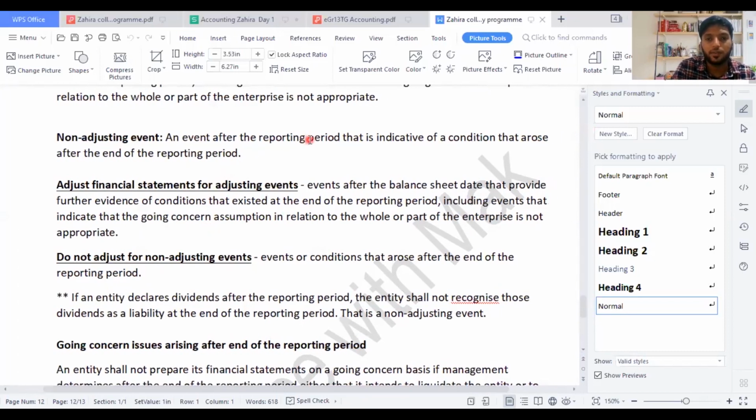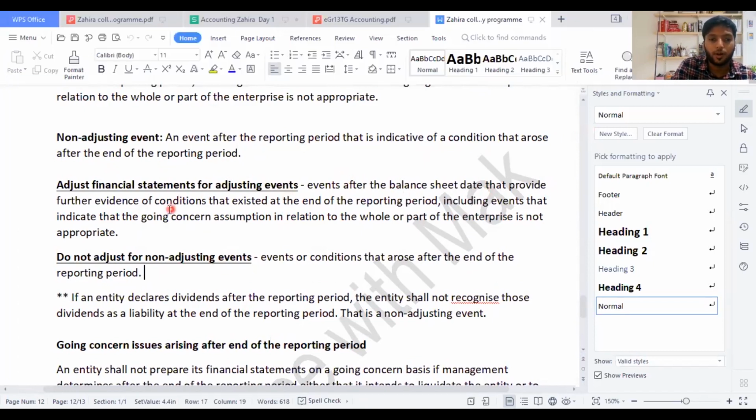What is non-adjusting? An event after the reporting period that is indicative of a condition that arose after the end of the reporting period. So that happened, but actually we don't want to adjust the financial statements for it. Do adjust for adjusting events that provide further evidence of conditions that existed at the end of the reporting period, including events that indicate the going concern assumption in relation to the whole or part of the enterprise is not appropriate.